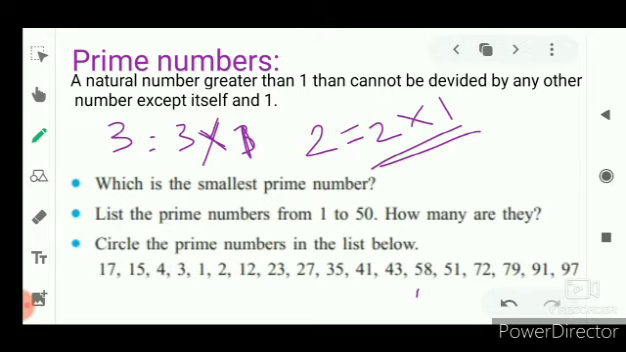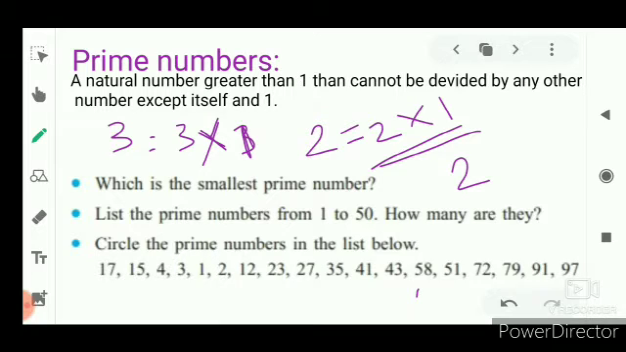Okay, so now let's see some questions. Which is the smallest prime number? Okay, so by definition prime numbers are greater than 1, always greater than 1. 1 is not a prime number. Okay, so the smallest number is 2. Smallest prime number is 2.